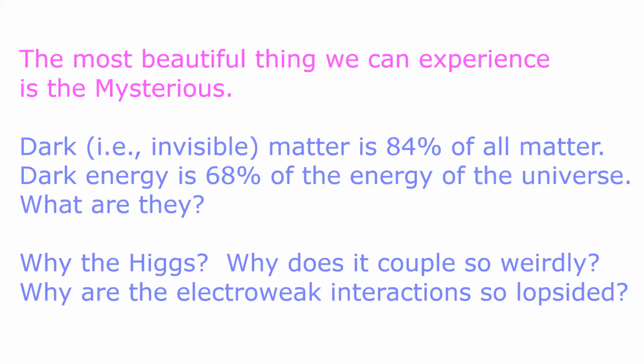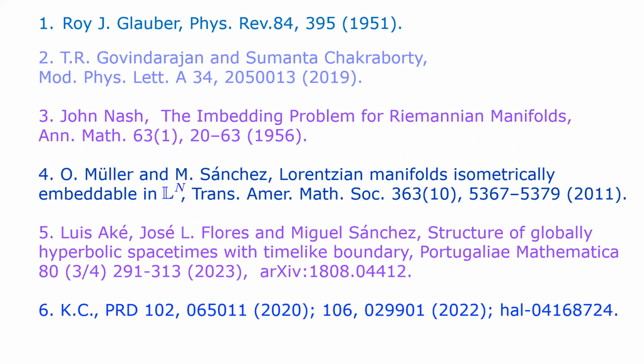So let me just end with Einstein's statement: the most beautiful thing we can experience is the mysterious. And luckily we have mysteries. For the last 20 years, we've had some really big ones. Dark or invisible matter is 84% of all matter. Dark energy is 68% of the energy of the universe. What are they? Why do we have the Higgs? Why does it couple so weirdly? Why are the electroweak interactions so lopsided? These are puzzles, and these are some references.